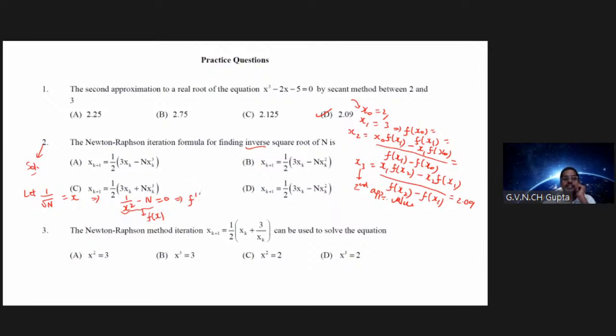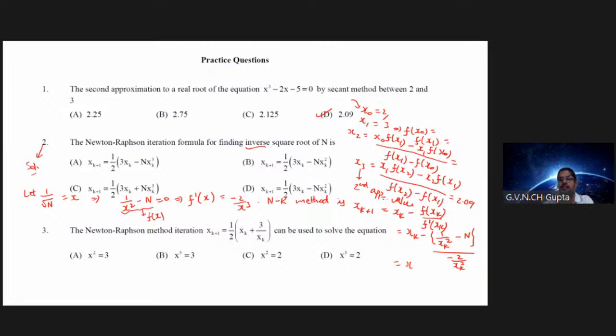From this, f dash x is equal to 1 upon x square, which is x power minus 2, whose derivative is minus 2 by x cube. So the NR method iterative formula is xk plus 1 is equal to xk minus f of xk divided by f dash xk. So put x equal to xk: 1 by xk square minus n, divided by minus 2 by xk cube.